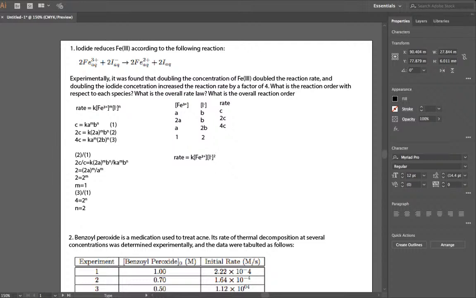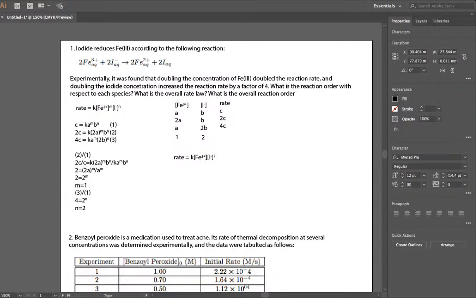I believe so. Let's check the overall rate law. There is also a different way for you to write it down, but this one here should also work. So that's basically our second question.